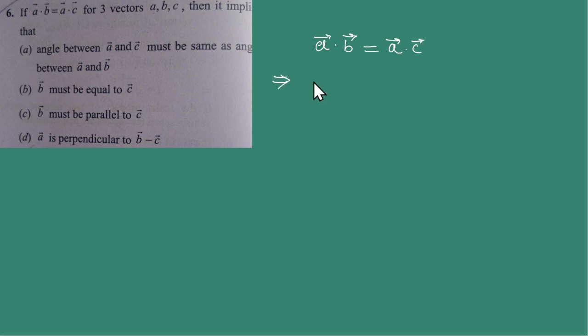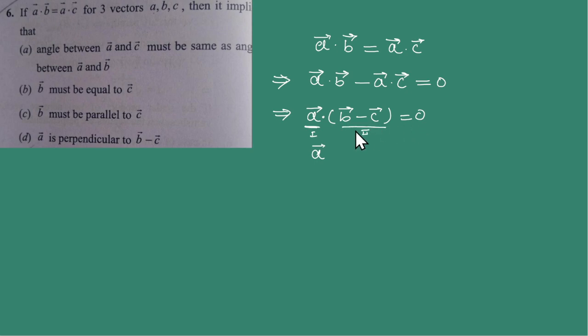If we simplify this, we can write a vector dot b vector minus a vector dot c vector is equal to 0. If we take a vector common, in the bracket we will get b vector minus c vector, is equal to 0, and here it is the dot product. So if the dot product of the first vector and this second vector is equal to 0, then definitely these two vectors are perpendicular to each other. So you can write a vector is perpendicular to b vector minus c vector.